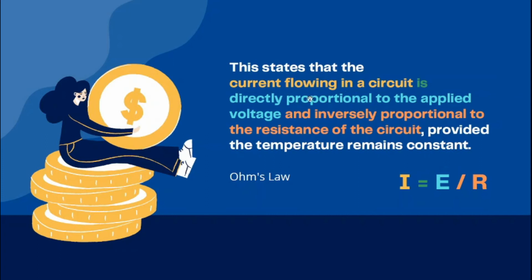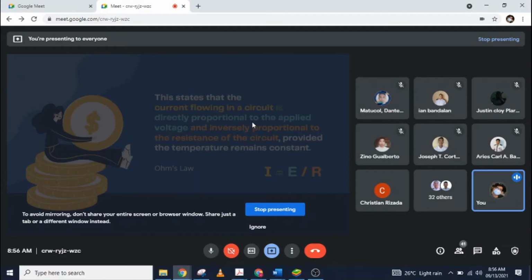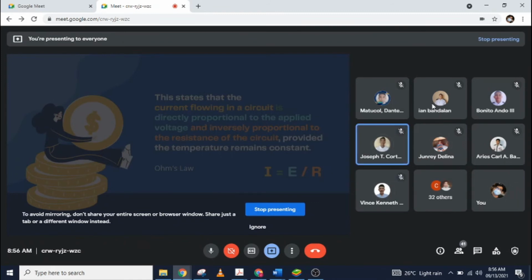Current flowing daw, class, in a circuit is directly proportional to the applied voltage. What did you observe when we decrease the voltage? Ano nangyayari sa kuryente? Gamay, sir. Okay. So what do you think, class, will happen if we increase the voltage? What will happen to the current? Increase also, sir. It will also increase. Okay?